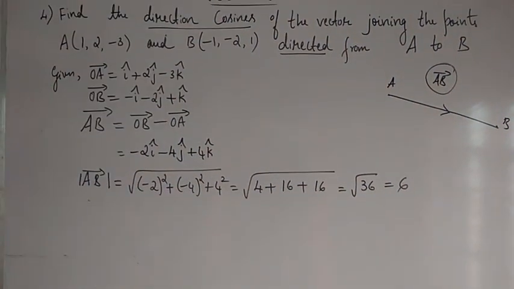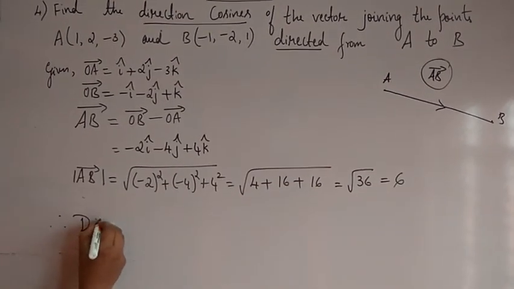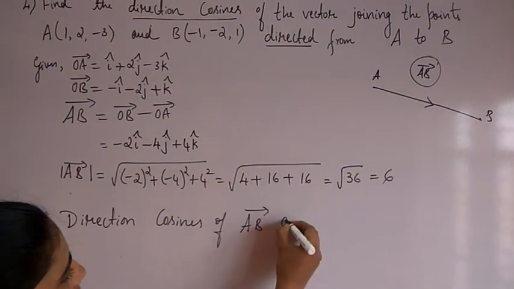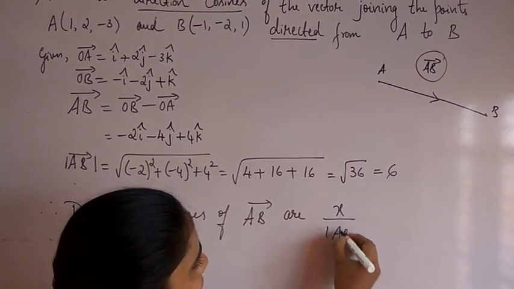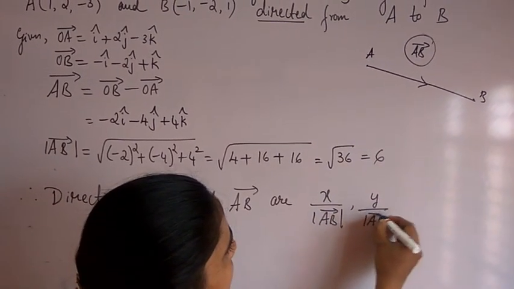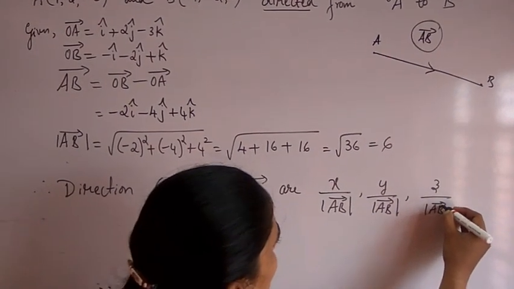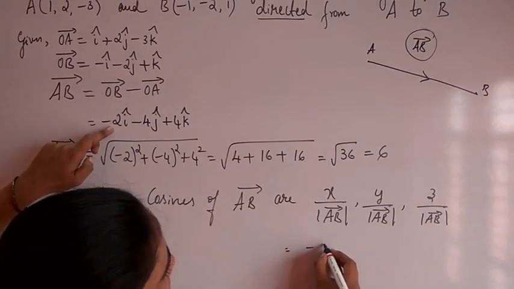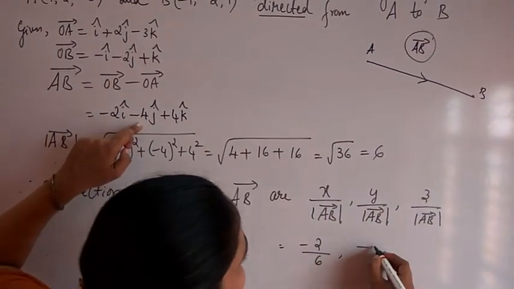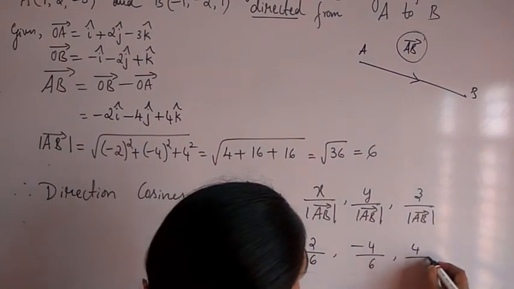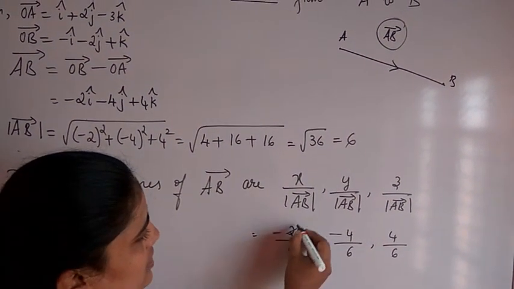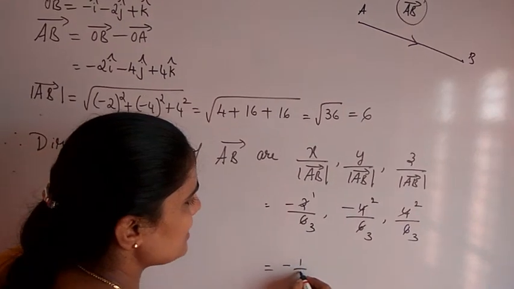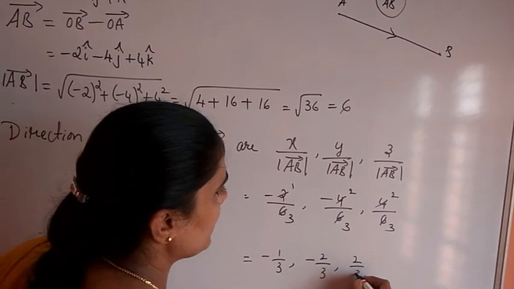So next, we have to find the direction cosines. Therefore, the direction cosines of vector AB are, so the formula becomes x by magnitude of AB vector, y by magnitude of AB vector, z by magnitude of AB vector. See here, we have to find the direction cosines of AB vector, so consider only AB vector now. So here x value is minus 2 by magnitude value 6. y value is minus 4 by magnitude 6. z is 4, 4 by again magnitude 6. Further we can simplify. So 2 ones are 2, 2 twos are 4, 2 threes are 6. Therefore the direction cosines are minus 1 by 3, minus 2 by 3, and 2 by 3.